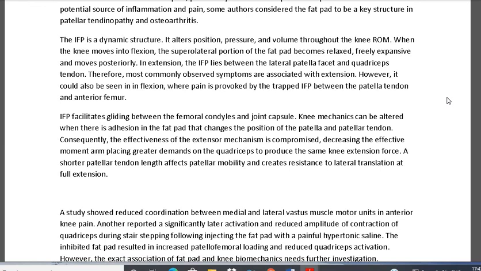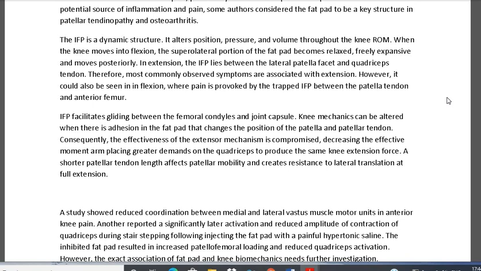Its role is to facilitate gliding between the femoral condyles and the joint capsule. The knee mechanics can be altered when there is adhesion in the fat pad that changes the position of the patella and the patellar tendon, because this fat pad's role is to reduce friction and enhance the smooth movements of the knee joint. So when the position or the characteristics of this fat pad change, the knee mechanics also get altered. It changes the position of the patella and the patellar tendon. Consequently, the effectiveness of the extensor mechanism, which we have discussed in class previously, will be compromised, decreasing the effective moment arm and placing greater demands on the quadriceps to produce the same knee extension force.